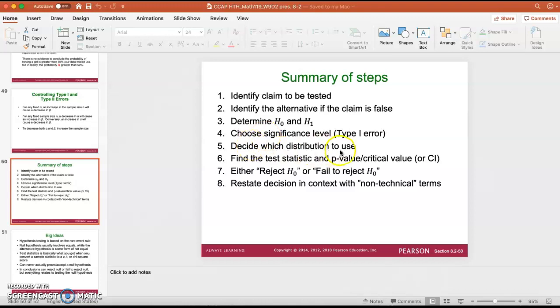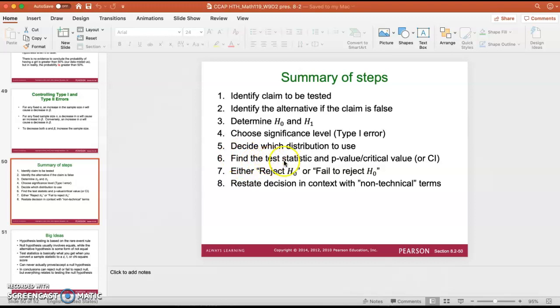We decide which distribution to use. So for the method we were talking about, we use the Z distribution, which is what you'll use mostly for proportions. If you're talking about means with hypothesis tests, then you may be using the T distribution or the Z distribution. And if you're talking about standard deviations or variances, then you'll use the chi-square distribution.